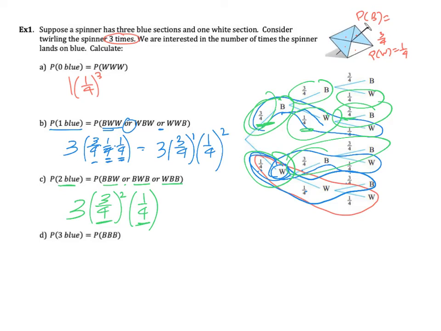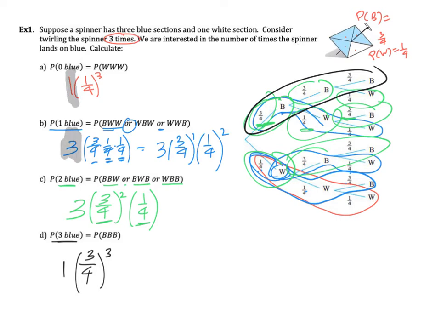And finally, our last one is what is the probability of getting 3 blue? Well, 3 blue is right here, blue, blue, blue. So it's 3/4 to the 3rd power, and there's only one way to get that. So once again, what do you notice? Hopefully you're saying this is Pascal's triangle. It's 1, 3, 3, 1.